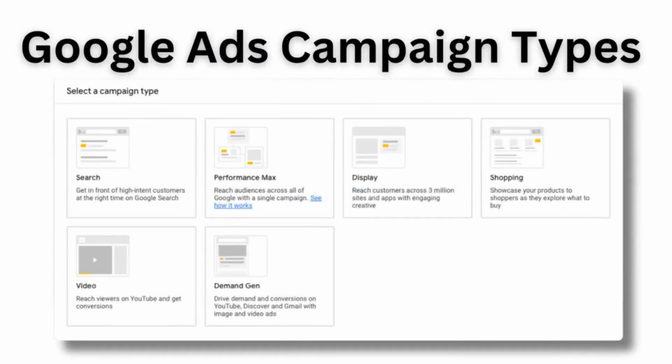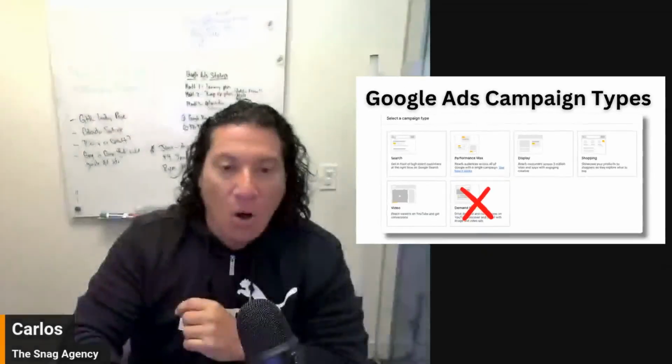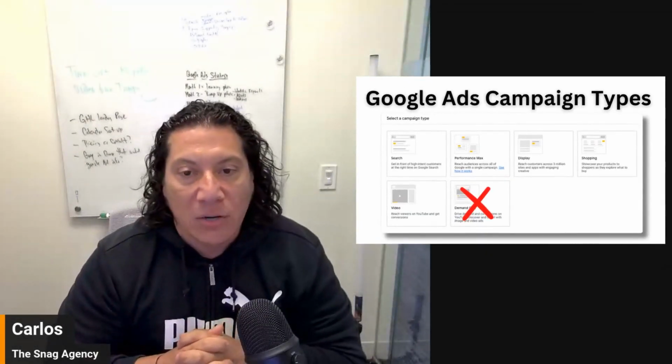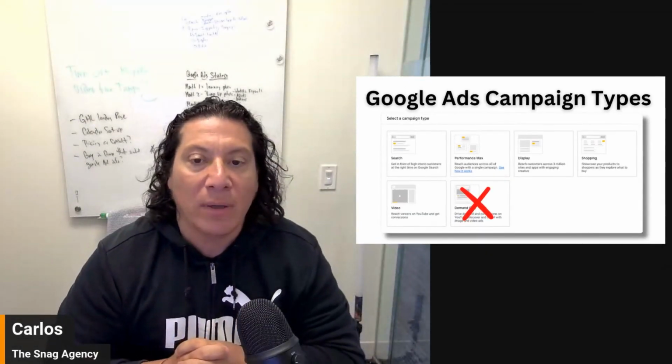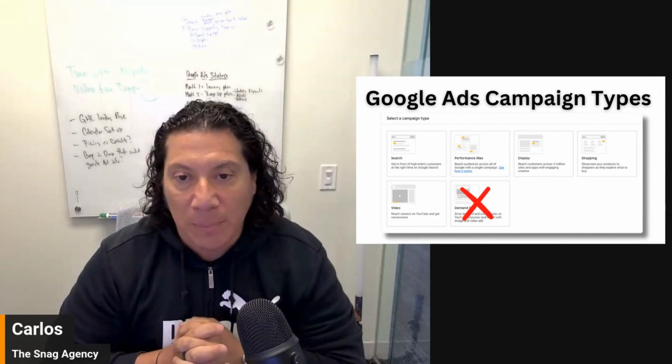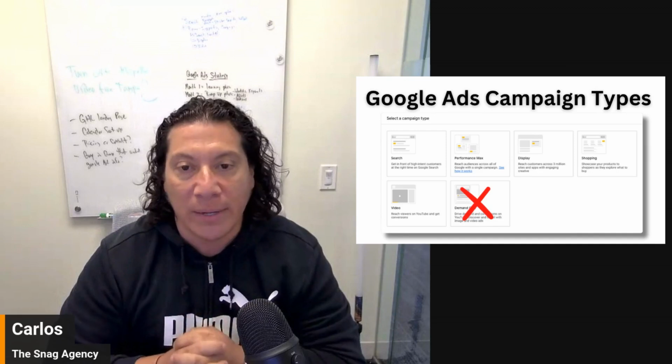So right now, there are 6 different campaign ad types that you can select in the Google Ads dashboard: search, performance max, display, shopping, video, and demand gen. Today, we are not going to talk about demand gen only because it's a newer campaign option that Google came out with. And also, it is meant for people that are spending quite a bit of money.